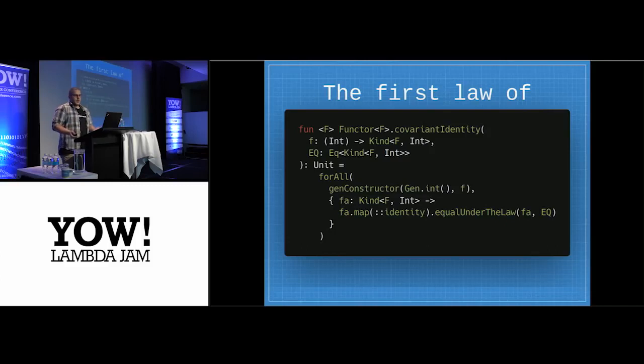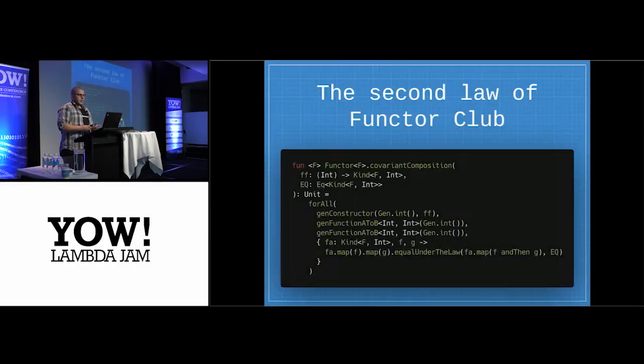So the first law is the covariant identity, that if we call fmap with the identity function, we get back the same thing that we started with. The second law is the composition law, and effectively that is that if we call fmap on the first thing with a function and then call fmap on the result of that with a function, that's the same as calling fmap with the composition of those two functions. How cool is property-based testing? It's a really nice process.